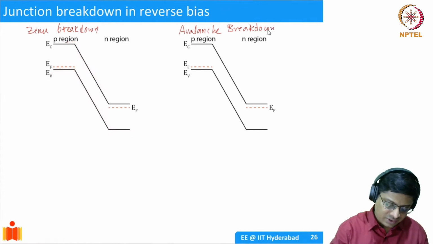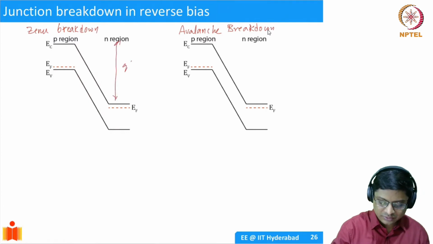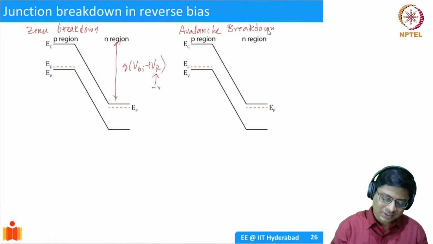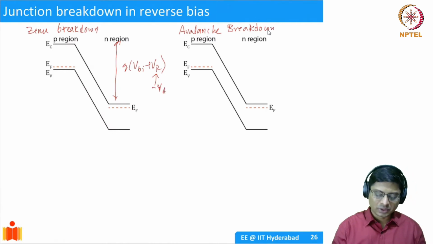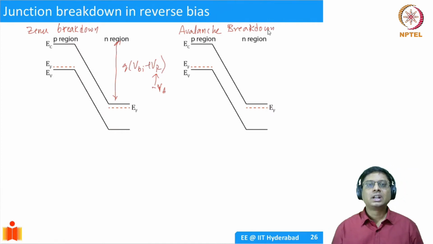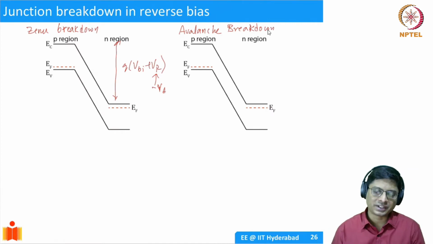Basically, you have a large barrier, right? This was Q into V_bi plus V_R. I'm assuming that this is basically negative voltage. Sorry, minus V_A, and that's why it's going to be positive. The total is going to be positive, so it's going to have a large barrier. Now what happens if you have such a large barrier?